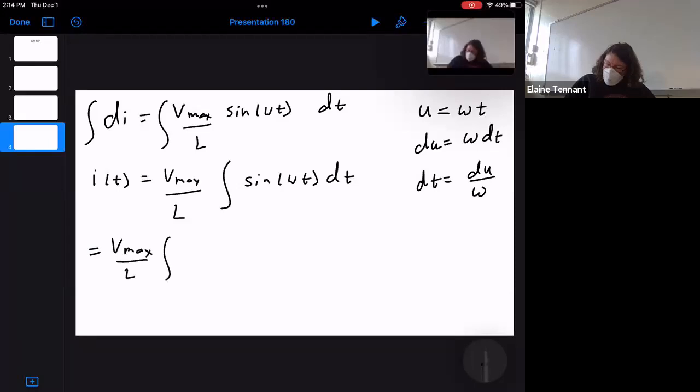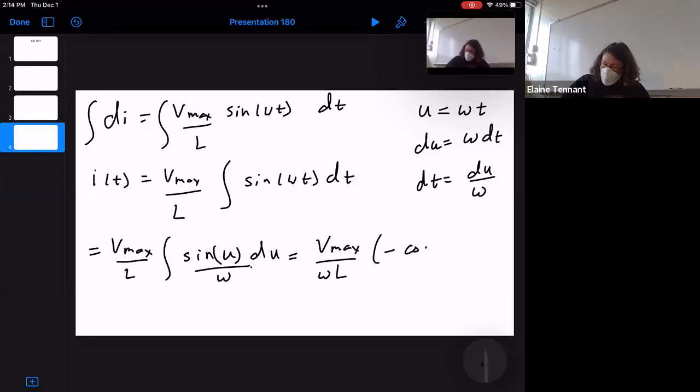Plugging in everything, du over omega. And omega is just a constant, so we're going to pull that outside. What is the integral of sine? Negative cosine, excellent. So I have Vmax, and I'm going to put that omega out with my constants. I have a negative cosine of u.